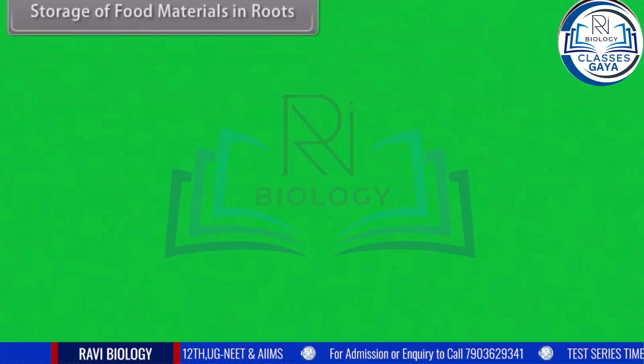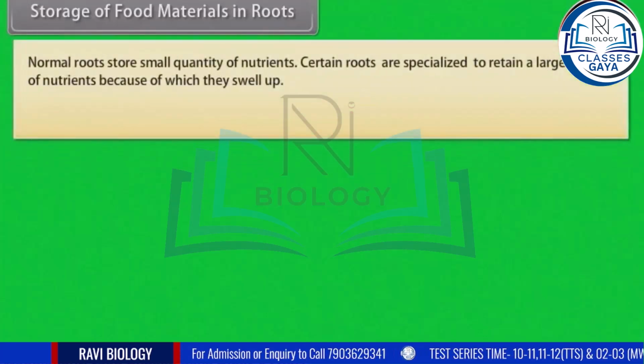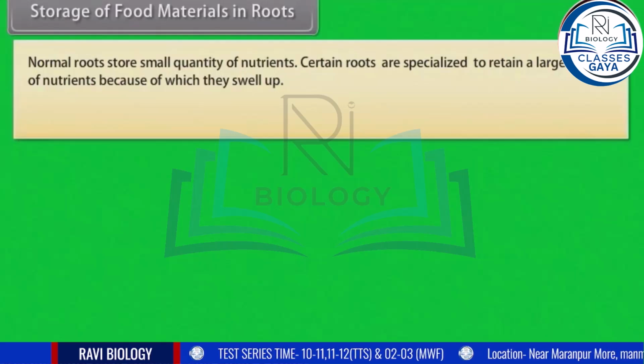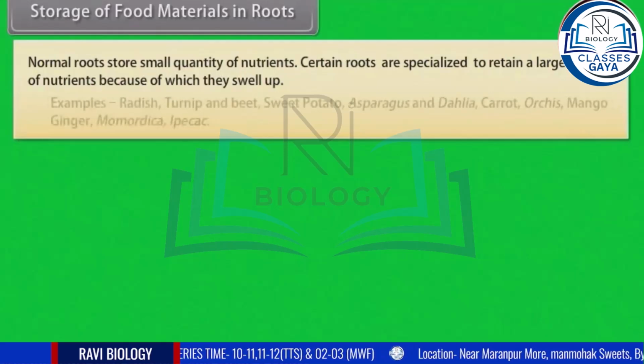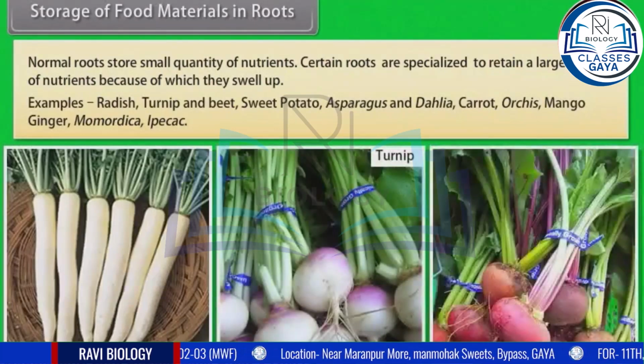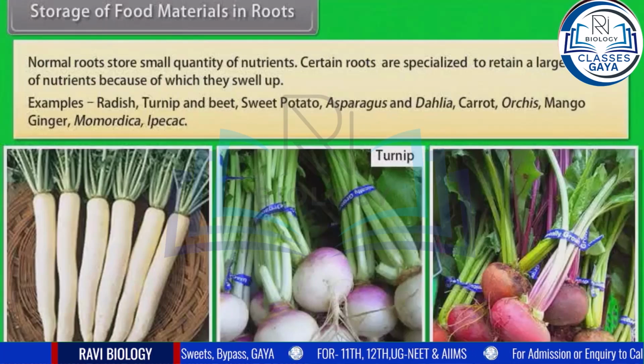Storage of food materials in roots. Normal roots store a small quantity of nutrients. Certain roots are specialized to retain a large quantity of nutrients, because of which they swell up. Examples, radish, turnip and beet, sweet potato, asparagus and dahlia, carrot, orchids, mango, ginger, Momordica, ipecac.